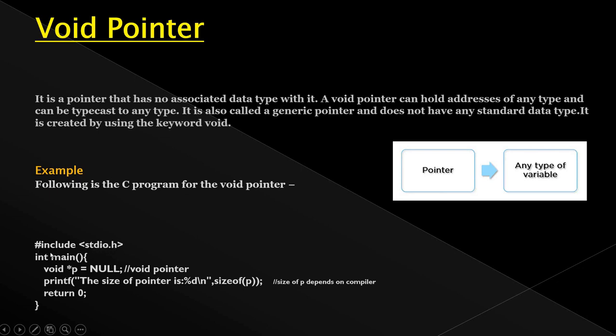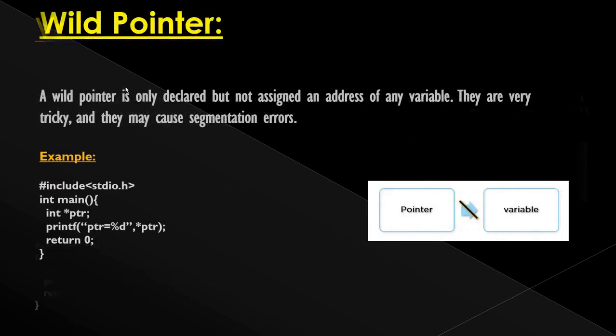Hashtag include stdio.h, int main, void *p equals NULL. Here we have declared a void pointer. Now printf, the size of the pointer is %d. The size of p depends on the compiler, as I have told you earlier.